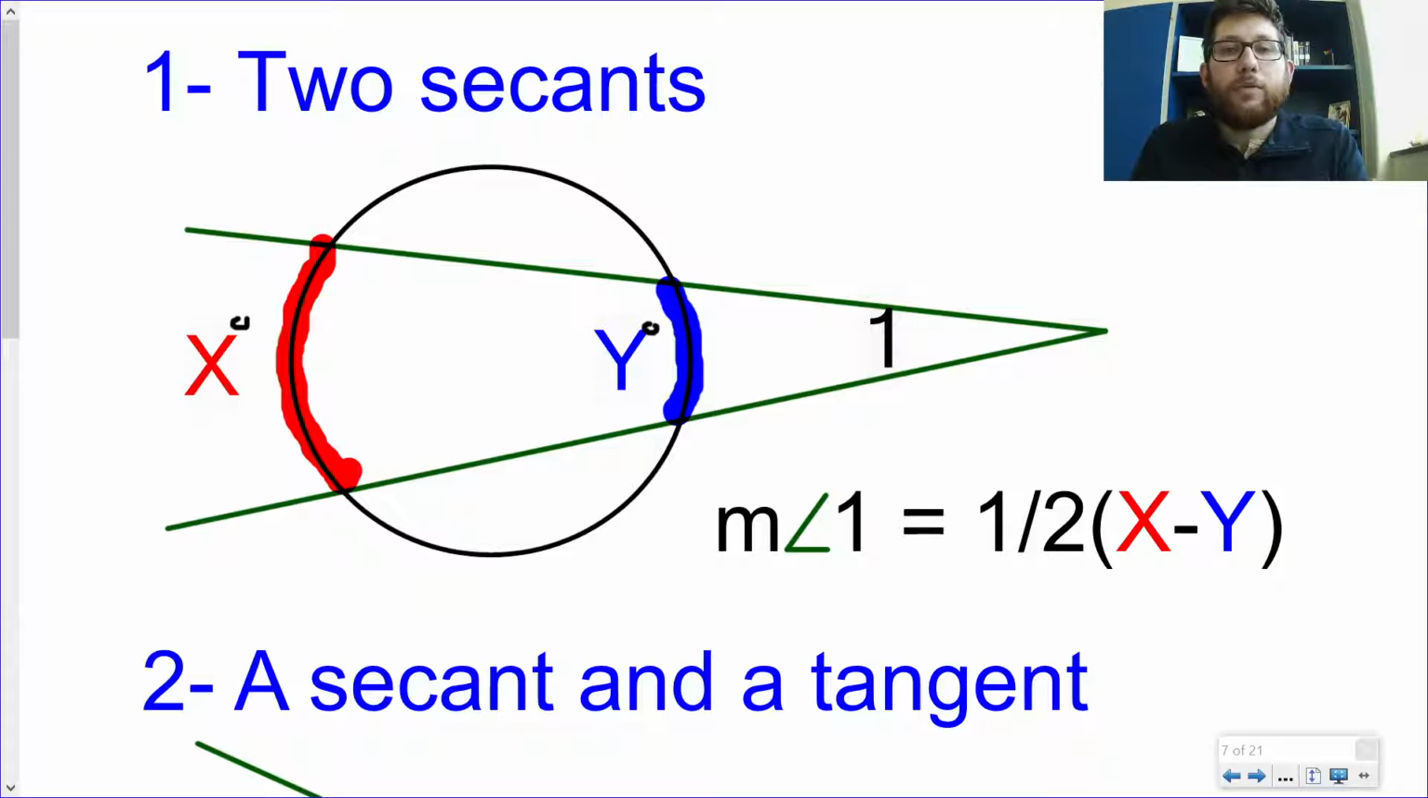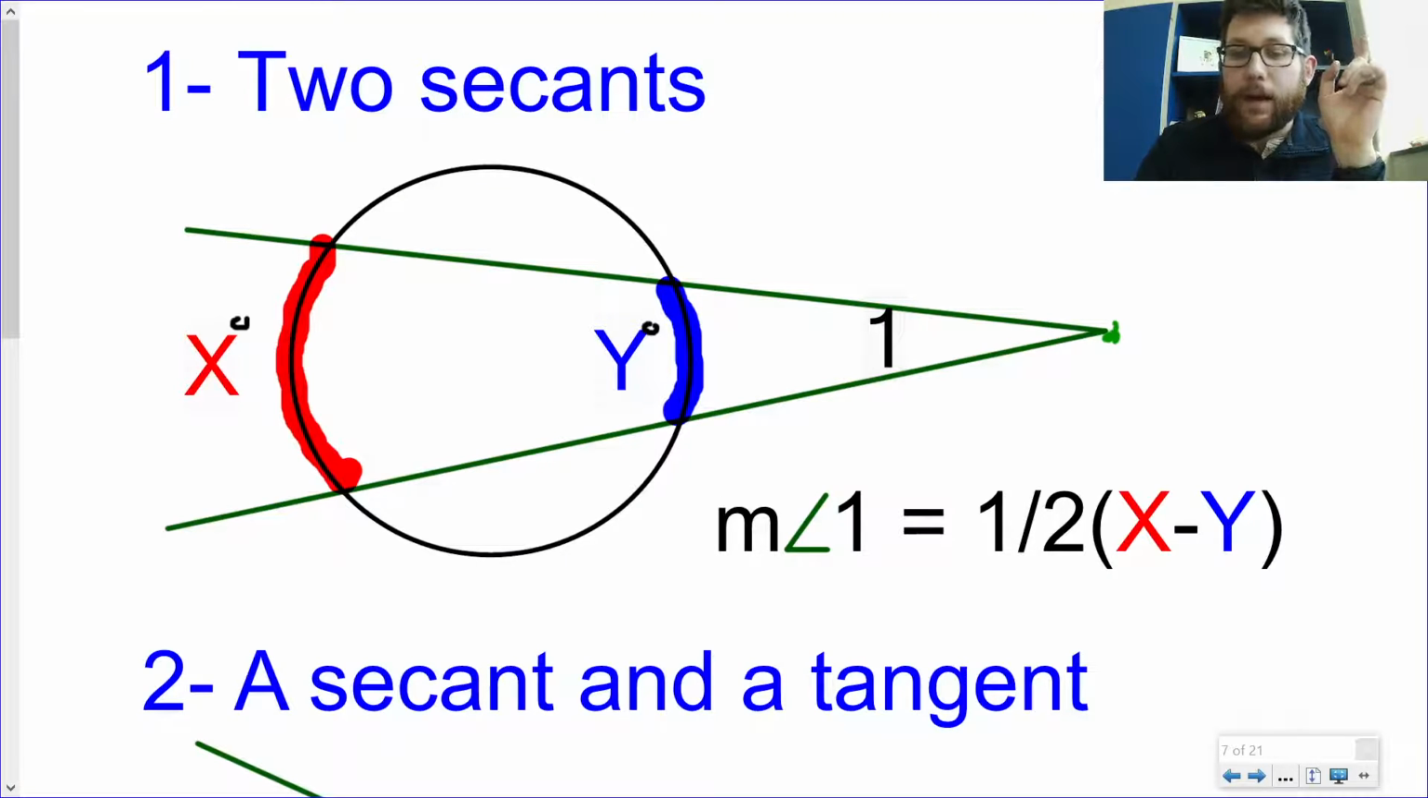All right, so we dealt with vertexes inside the circle. What happens if my vertex is outside the circle? Well, let me just show you the three pictures and we're going to talk about it a little bit. There's really three ways that this can happen. One way is with two secants. So I've got this vertex out here on the outside of my circle, and then my two rays going forward cross my circle twice. Both of them do.